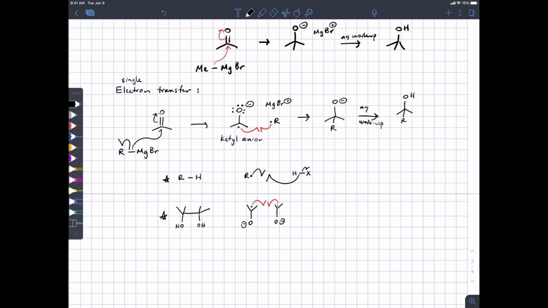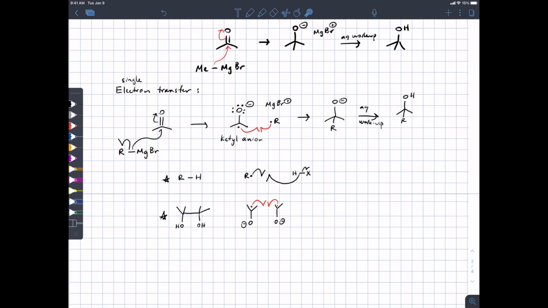Basically anything that might stabilize a radical, either here, the R radical, or the ketyl anion, can promote this mechanism. So for example, if the groups on the ketone, if we had, say, a phenyl group on one of these, the radical would be stabilized by resonance.